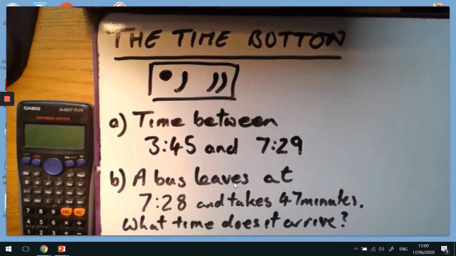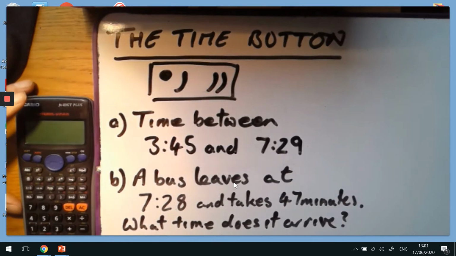Okay, so we're going to look at one of the buttons on the calculator today. It's one that's not very often used, and lots of people have seen it and don't really know what it does, but it can be quite useful when we're working with time. I call it the time button. It's not only used for time, but in the context of GCSE maths, time is what we'll call it.